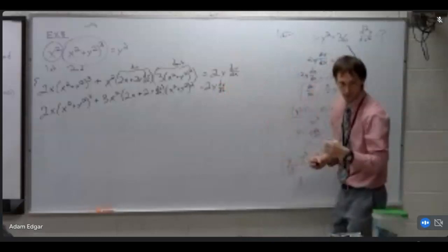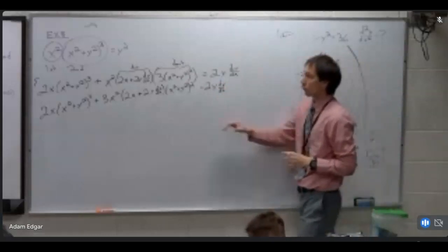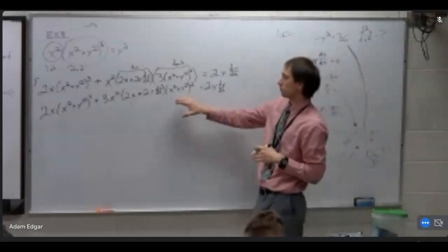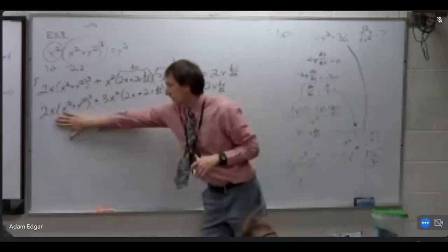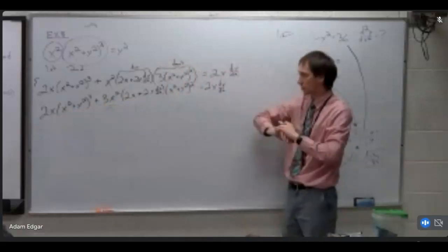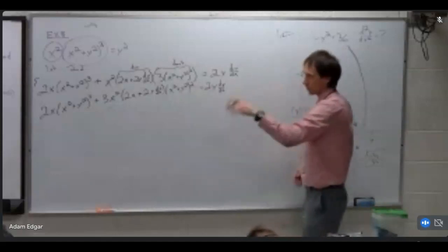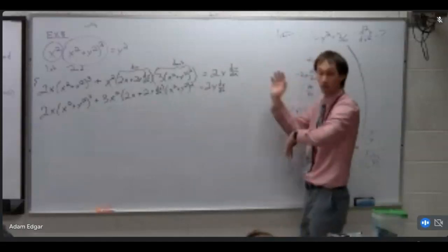Things escalated a little bit. And now, what we want to do is figure out this is fine. This has to be distributed out a little bit, but we don't want to go whole hog and distribute it out all the way with the x squared plus y squared all squared, and then multiply that to 2x plus 2y dy dx, and then multiply all that to the 3x squared. You don't want to do that.